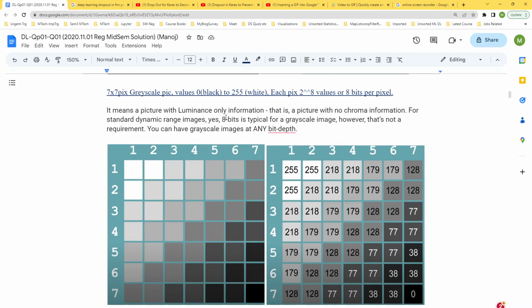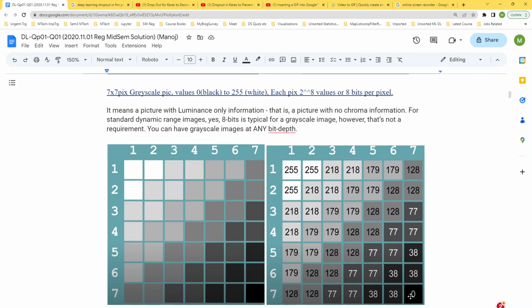Any doubts? Let us do it once again. Grayscale means the picture has luminance-only information, that is, a picture with no chroma information. There is no color here, only luminance; the intensity is changing. For standard dynamic range images, 8 bits is typical for grayscale. However, that's not a requirement. You can have a grayscale of any bit depth.